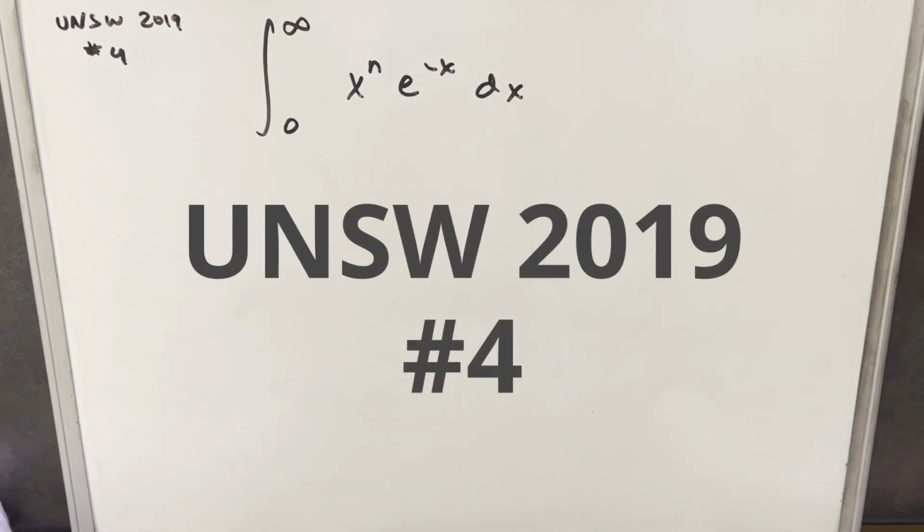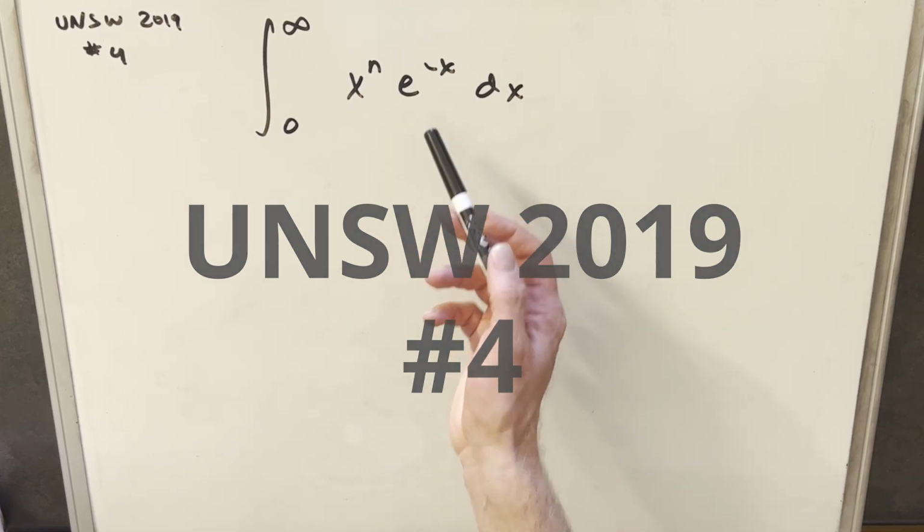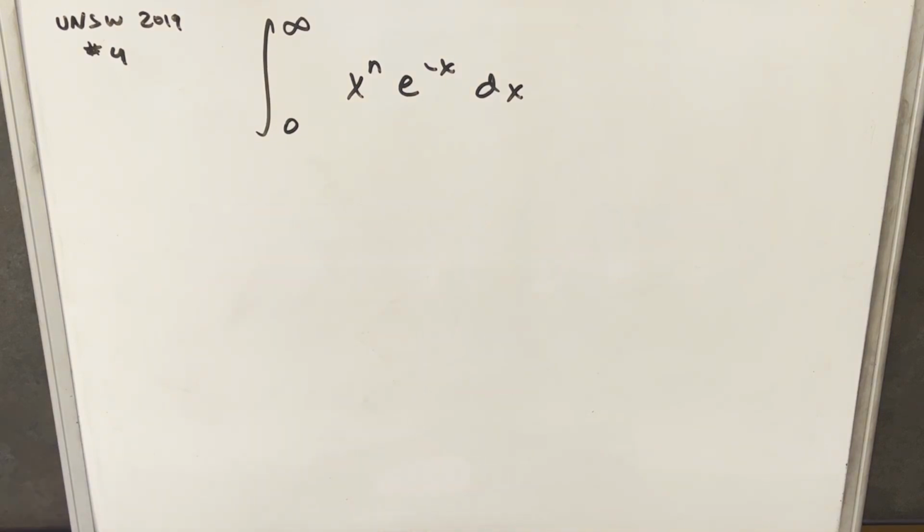Hey, we have here another integral from the UNSW Integration Bee from 2019, problem number 4. And this is a little unusual. They've given us the integral from 0 to infinity, x to the n, e to the minus x dx. I can't remember, but I believe they said n is a positive integer.